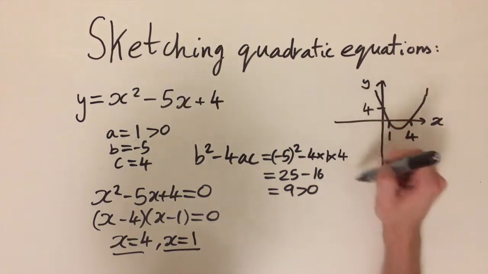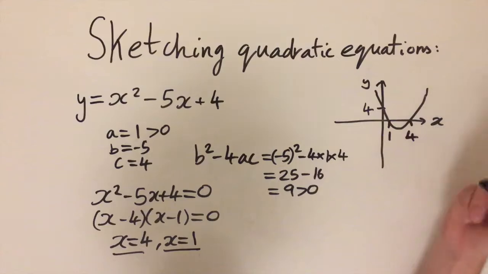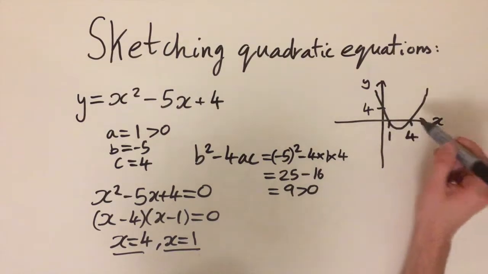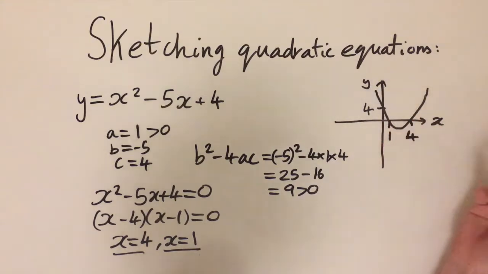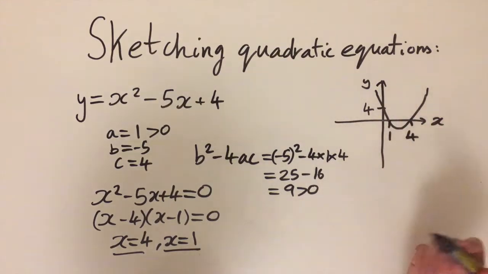And now we've got all the information describing what the graph looks like, where it crosses the x-axis, where it crosses the y-axis, and what the shape of the parabola is. So that is how to sketch a quadratic equation.